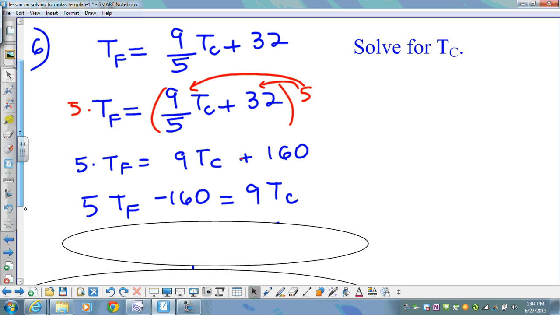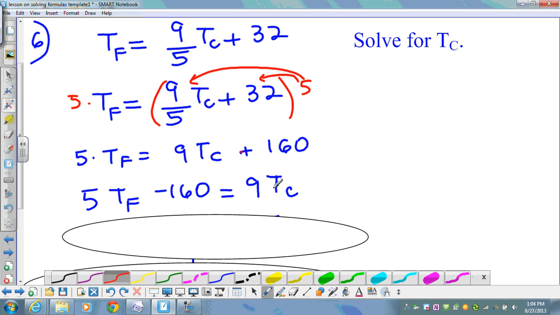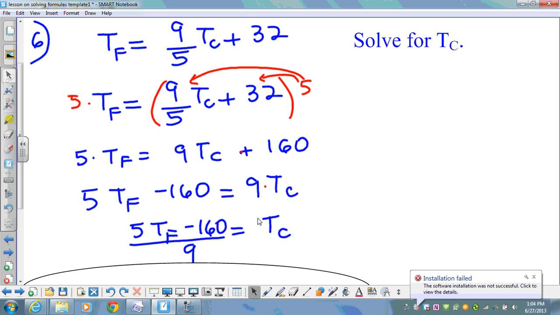Okay, one last step left to finish the question. Since we're solving for t sub c, and we have 9 times t sub c over here, to solve for that variable, we need to divide both sides by 9. And that is going to give us the answer. So the 9's on the right-hand side canceled. If you divide that side by 9, the 9's cancel there. You divide the other side by 9, and that's the answer.